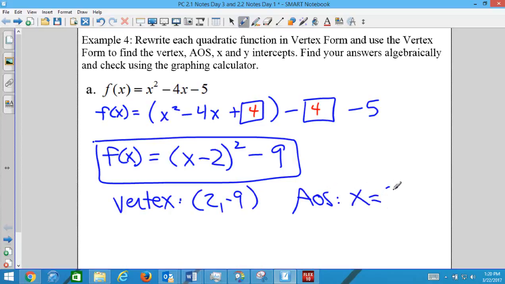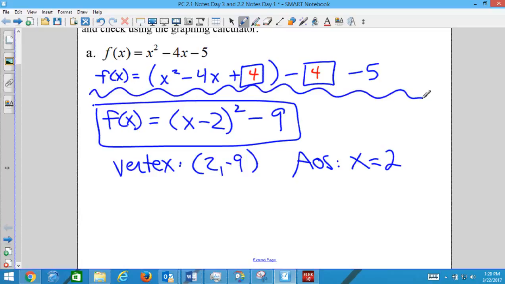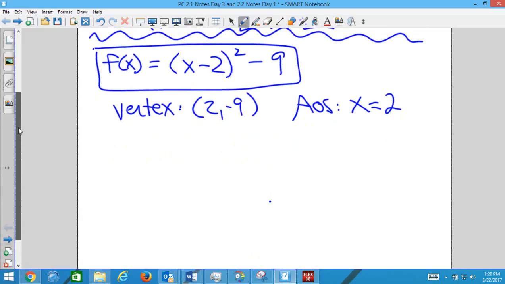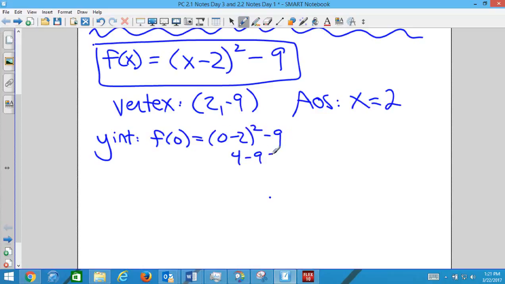x equals 2. So this is what I'm going to want you to do on your assignment. I'm going to want you to change it into vertex form, then find your vertex and your AOS, your y-intercept and your x-intercepts, but use vertex form to do that. So I'm going to find my y-intercept. There are different ways of finding the y-intercept, but we're going to use the vertex form, not the original question. So we'll do f of 0 equals 0 minus 2 squared minus 9. 4 minus 9.